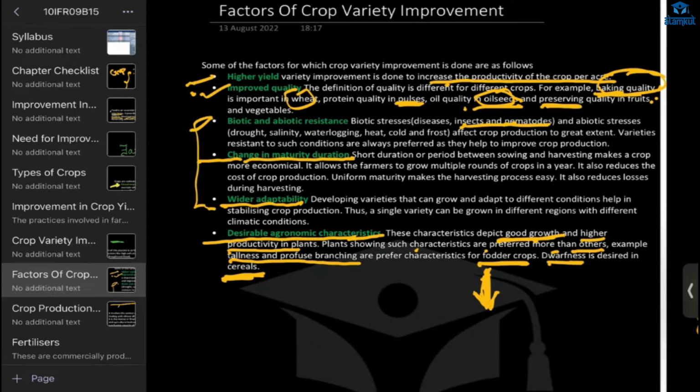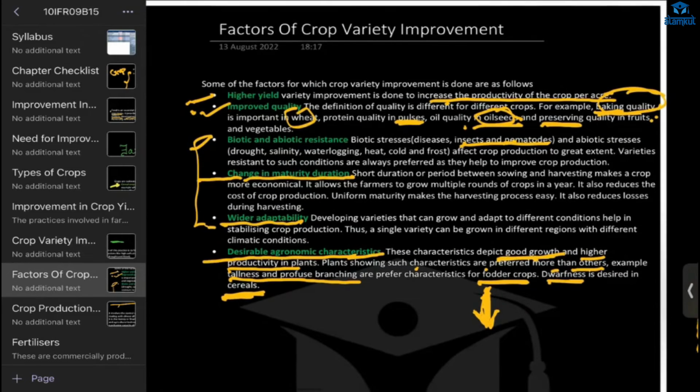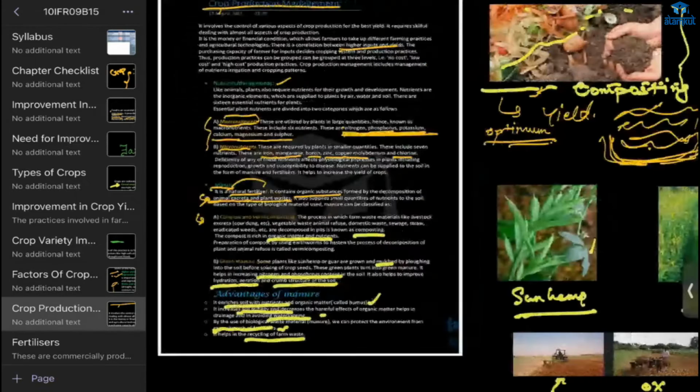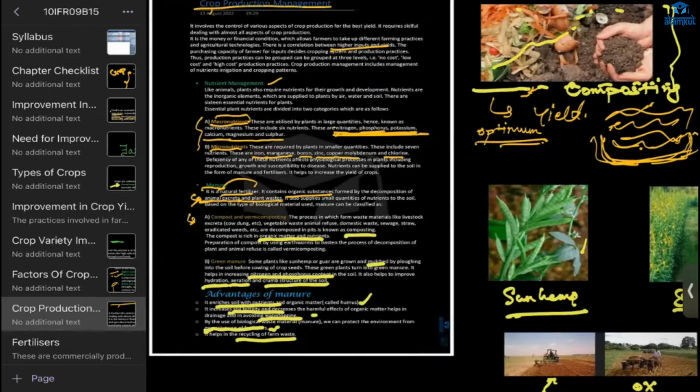Okay, traits. Next, the factors of crop variety improvement, based on which we are improving. Why we are improving: higher yields, improved quality, then biotic and abiotic resistance, then change in maturity duration, then wider adaptability, then desirable agronomic characters. Okay, all this.